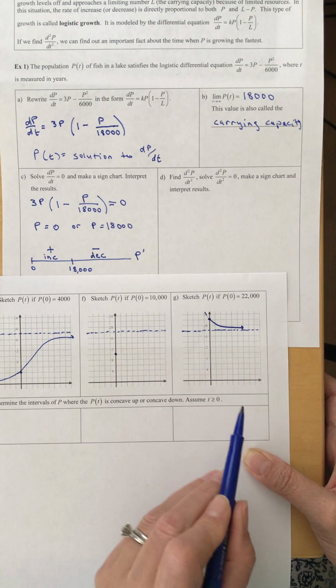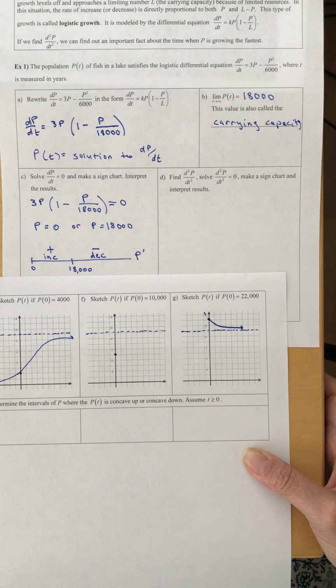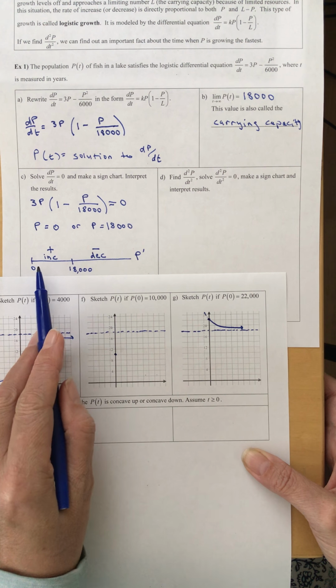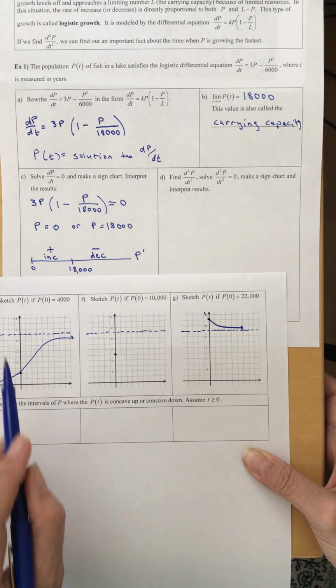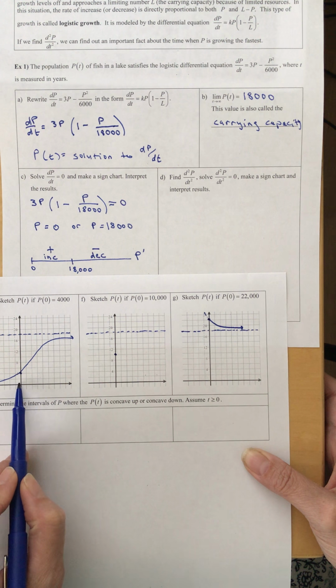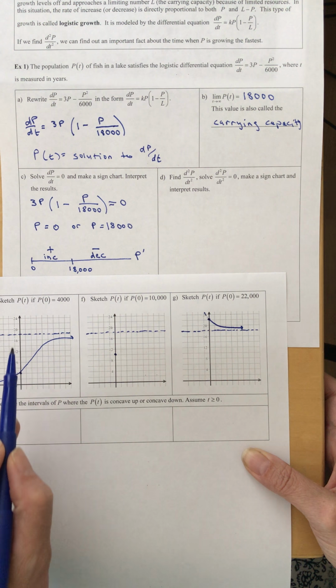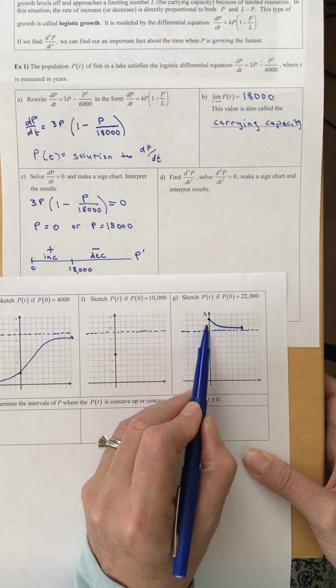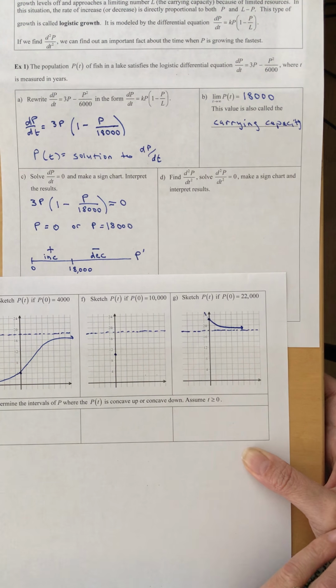We haven't talked about concavity yet, so we're going to do that in the next part of this, and then we'll come back to these graphs so we can answer these questions too. But I wanted to take just a minute to see how you could see why the graph is increasing as long as the population is between 0 and 18,000. And the function is decreasing if the population is greater than 18,000, and that would be a case like this.